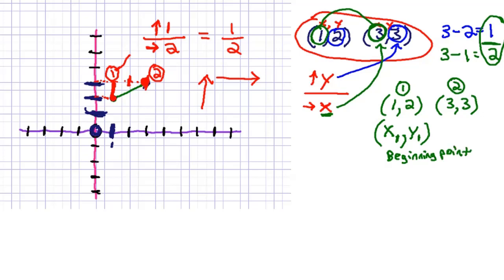And then the second point, the 3, 3, you can write that as an x with a 2 subscript after it, comma, y with a 2 subscript after it, because these are the second points of the line. This is the end point.